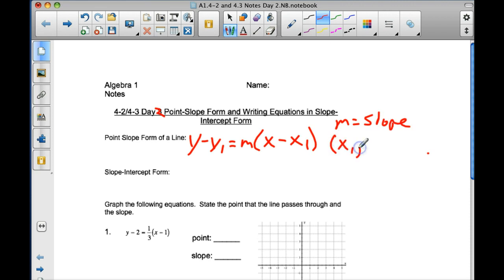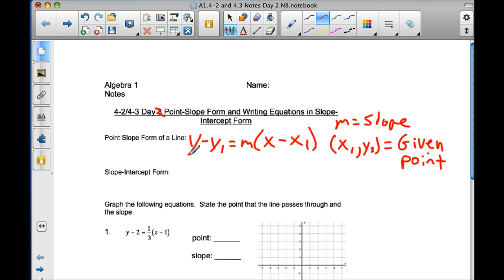And JB, in your own words, explain what x1, y1 is. Y1 is the y-intercept of the thingy. The coordinate given. The given point. It has nothing to do with intercepts, right? X1, y1, guys, is the given point. You gotta know a point. Okay?